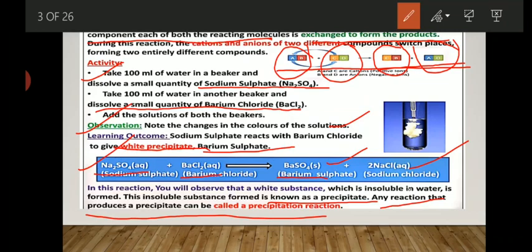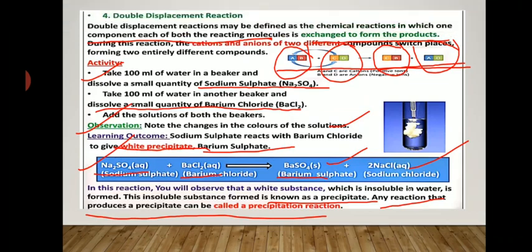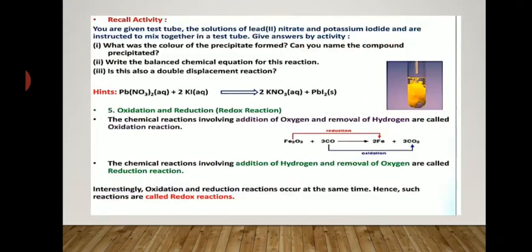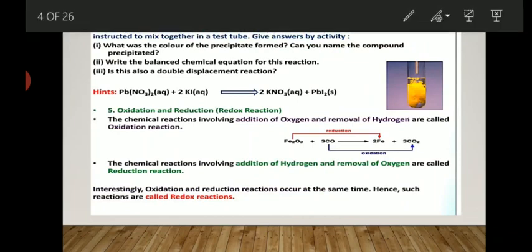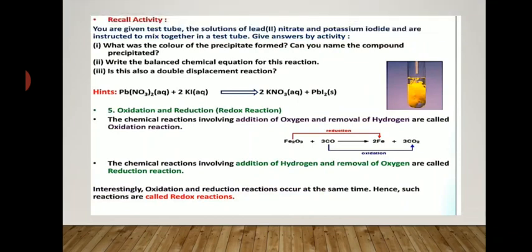Now let's understand more clearly with some more examples. Just recall the activity where you are given a test tube with the solution of lead nitrate, which we already did. In the decomposition reaction, we heated lead nitrate to get lead oxide along with nitrogen oxide and oxygen gas. So just take that lead nitrate, whose formula is Pb(NO3)2.